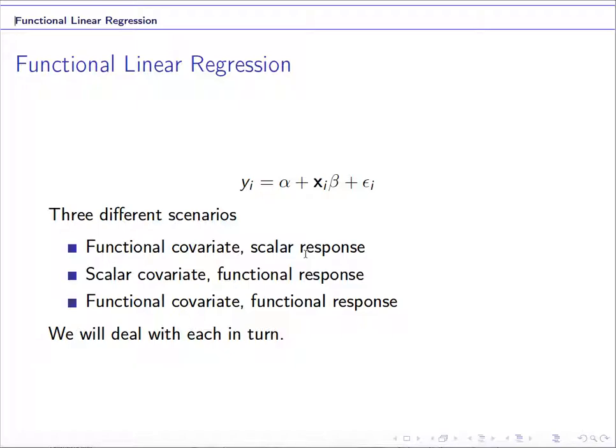The other version is that the response is a function. So yi is a function of t, and the covariate xi is a scalar. This is called a function on scalar regression model. The last scenario is where both the response yi and the covariate xi are functions of time. In this case, we call it function on function regression. So in functional data, we have these three versions of functional linear regression model, and we will learn these three types in turn.